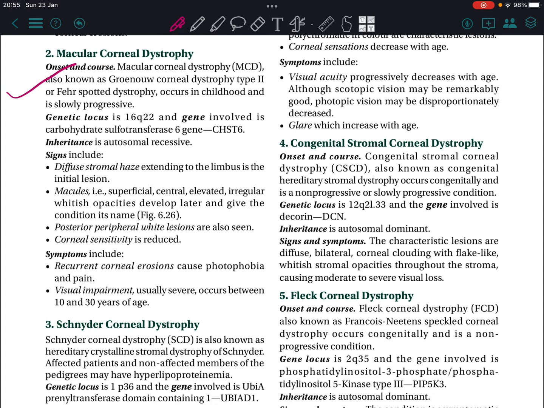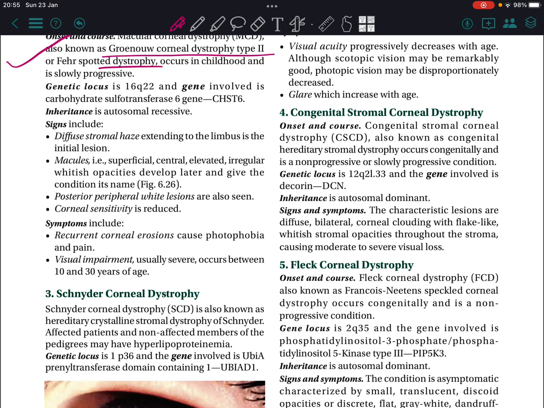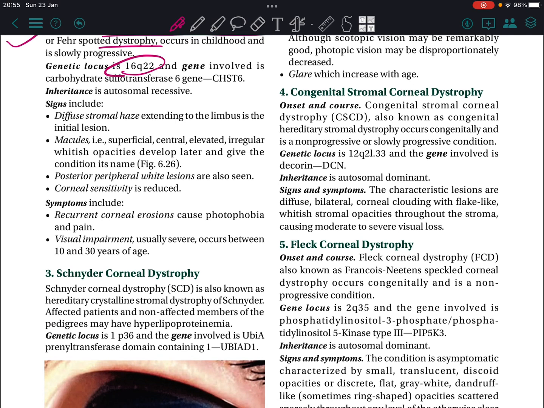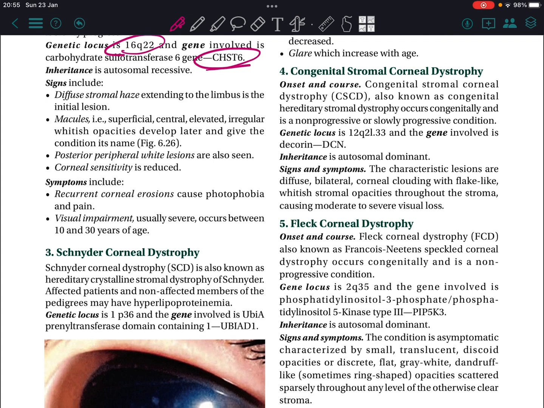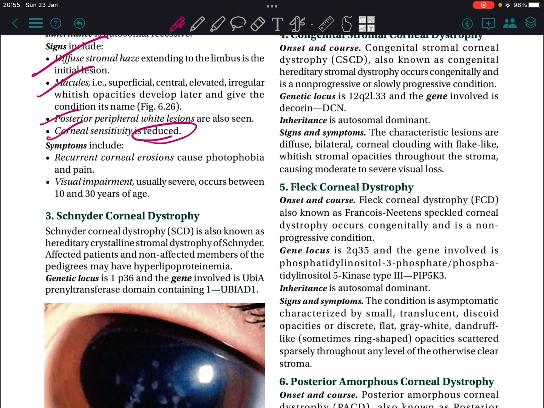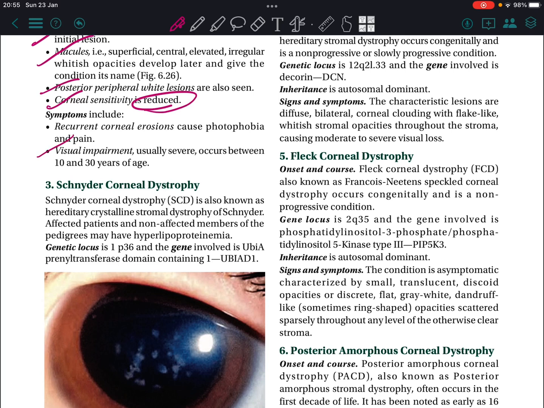Macular corneal dystrophy, MCD, also known as Groenouw corneal dystrophy type 2 or fixed spot dystrophy, occurs in childhood and is slowly progressive. Gene at 16q22, carbohydrate sulfotransferase. Inheritance autosomal dominant. Signs: diffuse stromal haze, macules, and corneal sensitivity is reduced. Posterior peripheral white lesions are seen. Symptoms include recurrent corneal erosions and visual impairment.